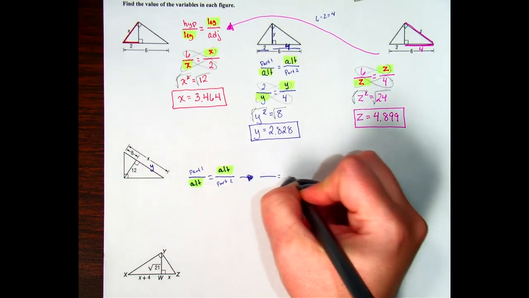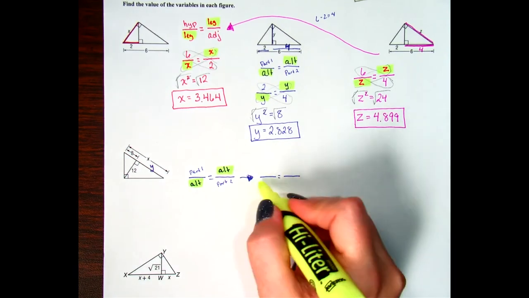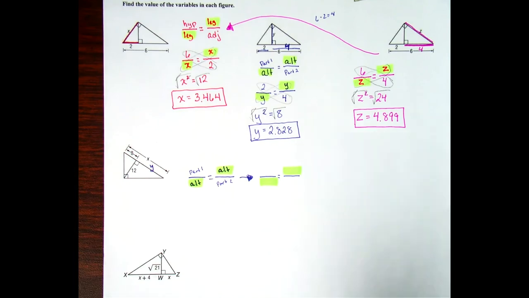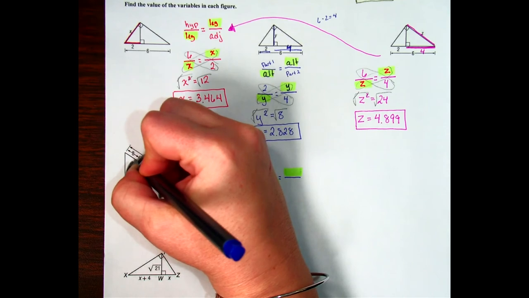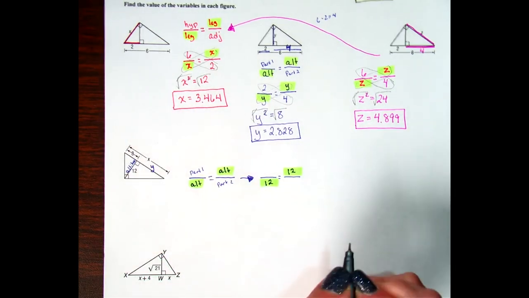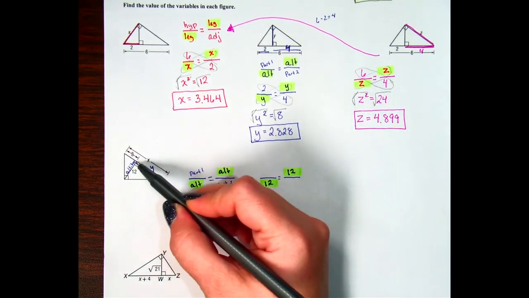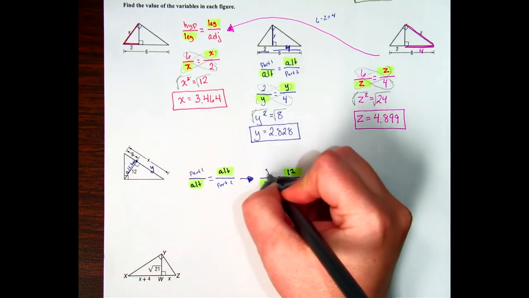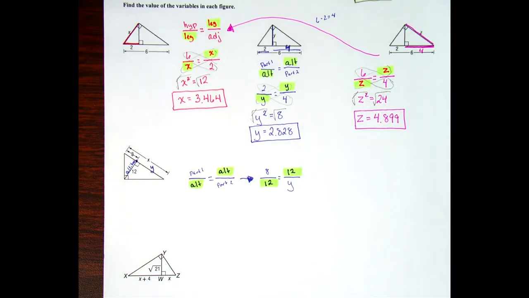My altitude is the geometric mean, so that means it goes in the bottom and it goes in the top. My altitude here is 12. This one is my altitude. So that is a 12. It's the geometric mean between the two parts that the hypotenuse is divided into by that altitude, which is 8 and y. So 8 goes in one spot, y goes in the other, and they're interchangeable because either way you're going to multiply them together.